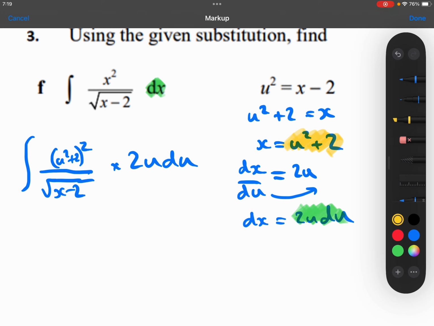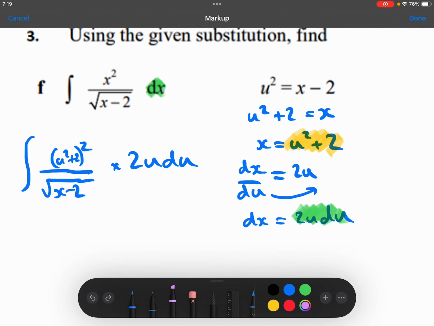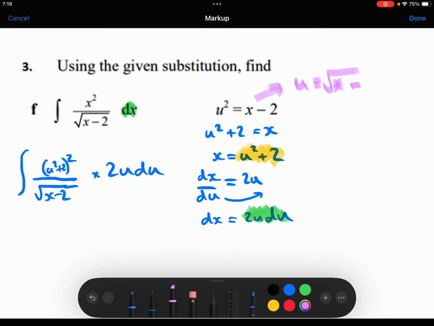Right, now let's look at this denominator. What's this in the u world? Well, if I were to take here and square root both sides, I'd find that u would be equal to the square root of x minus 2, which is what I've got here. So this is just u. Which is then quite nice because I've got a u here and a u here, so they're going to cancel out.